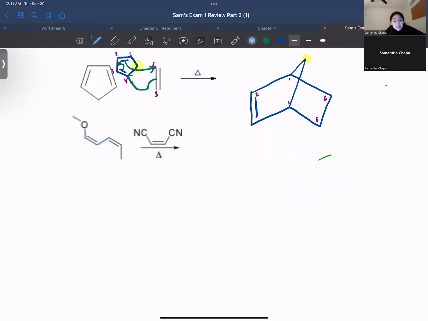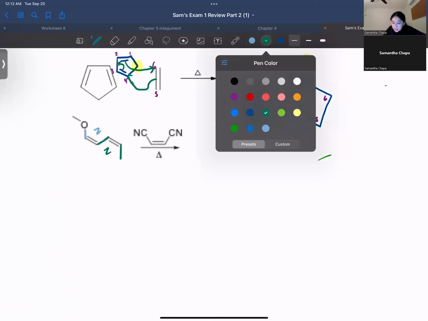So another word for cis is Z, which was, remember, same side. So these two groups are on the same side of the double bond, right? So I'm gonna put Z. Then I look at my other double bond. These two groups around it are on the same side, so this one is Z as well. But now I'm gonna make it look pretty.